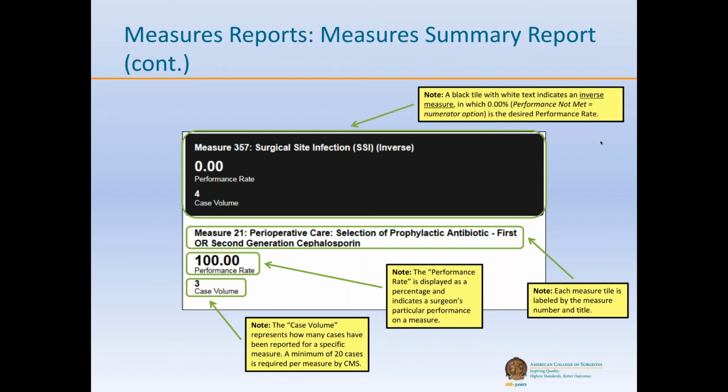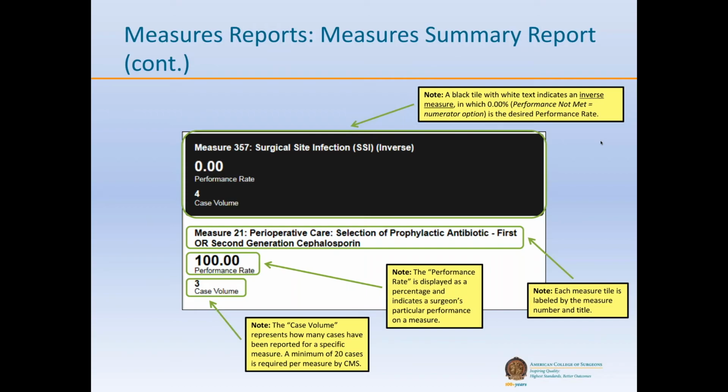A black tile with white text indicates an inverse measure, in which a 0% performance rate is the desired rate. That means that you will want to select performance not met as your numerator option for a measure, such as surgical site infection. Also, a quick note about performance rates.